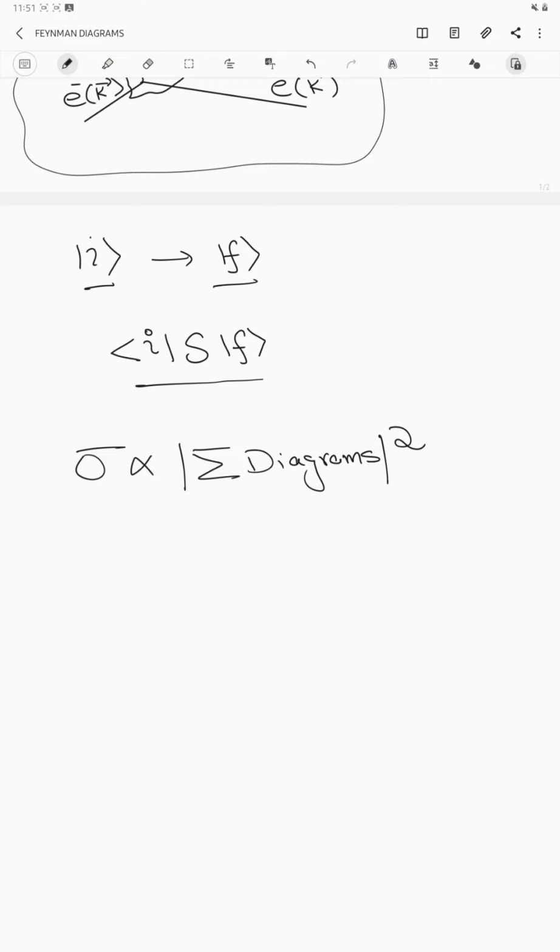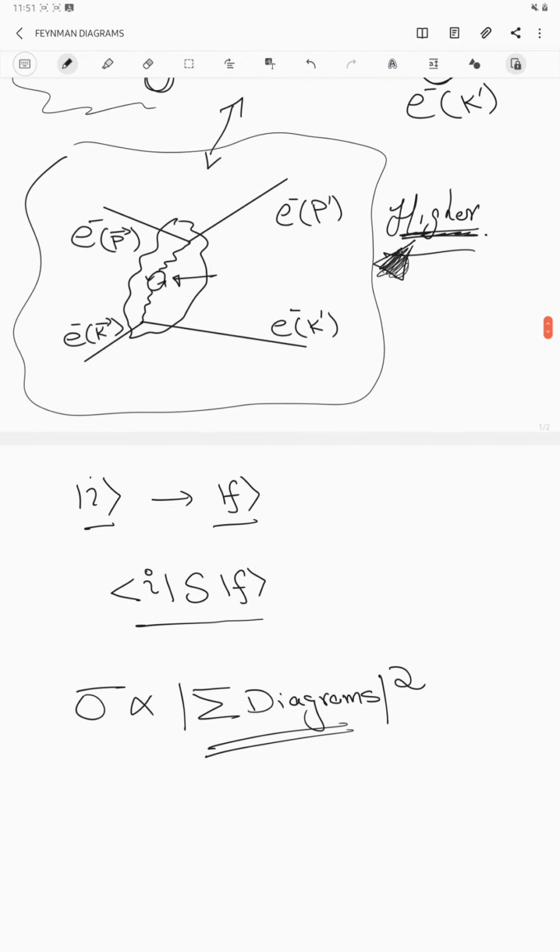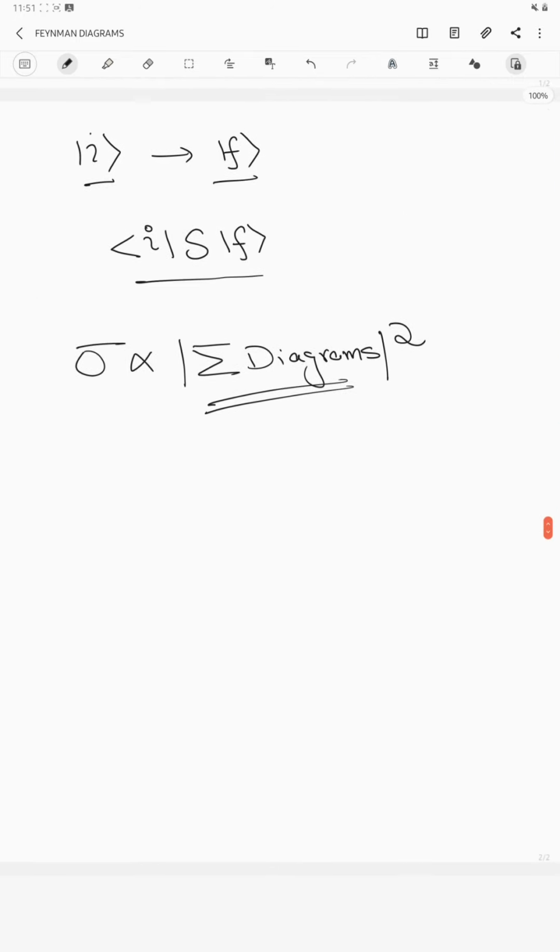Now, I know you might be scratching your heads right now. What do I mean by sum over the diagrams? You cannot sum over diagrams. Well, these Feynman diagrams are actually mathematical equations. They are a bunch of mathematical equations, and they just visually appear like these Feynman diagrams. So let's look at a few of the diagrams.